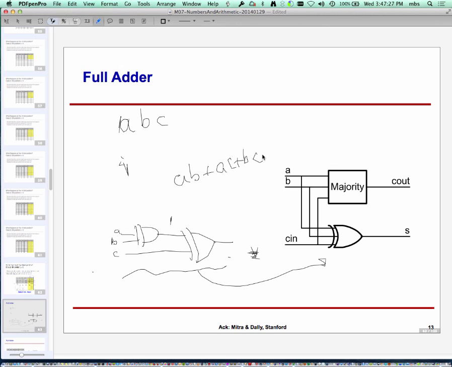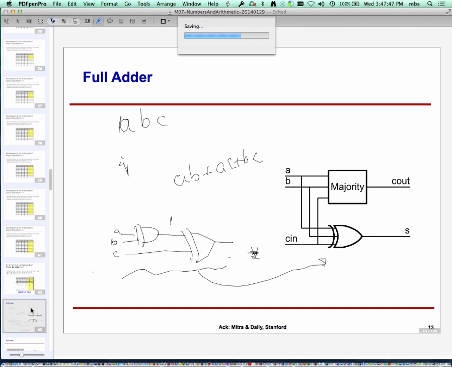Does everyone see why it works? You plug in, if all three of them are high, output will be high. If any two of them are high, the output will be high. So this is our majority circuit. So I can implement the majority circuit using this equation. I can implement the 3-input XOR gate using 2-input XOR gates.